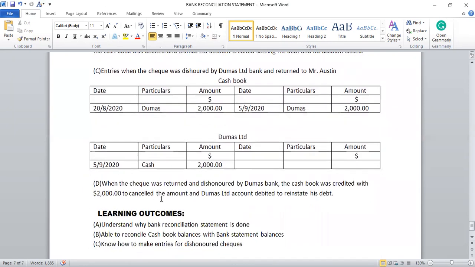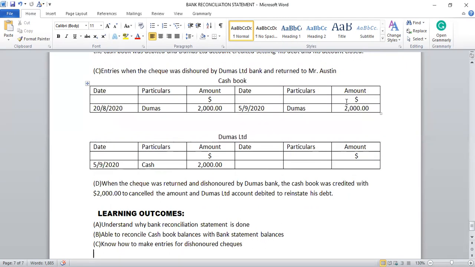So that's it. I'm just reading what happens to me. So D, when the check was returned and dishonored by Dumas Bank, the cash book was credited with $2,000 to cancel the amount and Dumas was debited to reinstate his debt. As I said, the account was formerly debited with the amount because we received $2,000 in the name of Mr. Dumas. But once it has been returned, we have to cancel it.